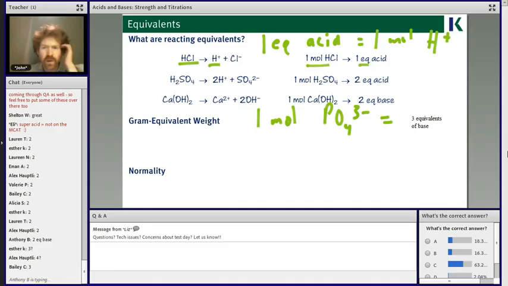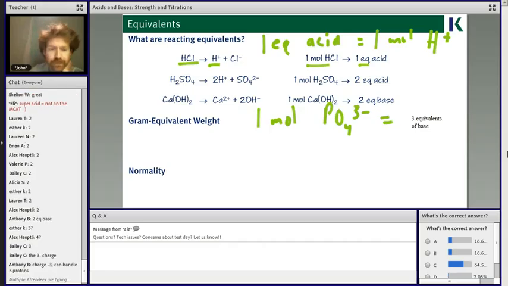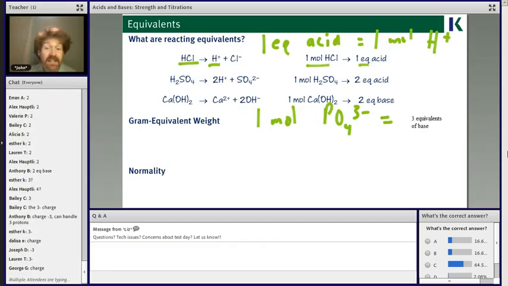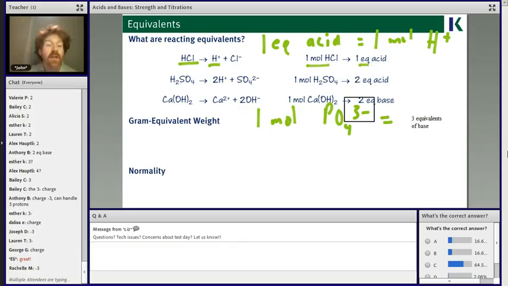Why is it 3 equivalents of base? What's the hint that you know it's 3? Yeah, it's got a -3 charge. And since it has a -3 charge, that means it can pick up 3 protons. So it can pull 3 protons out of solution and thus protonate itself, functioning as a base. You got it. All right, so that's the first thing, that's equivalence. That's going to come back full circle when we talk about normality.